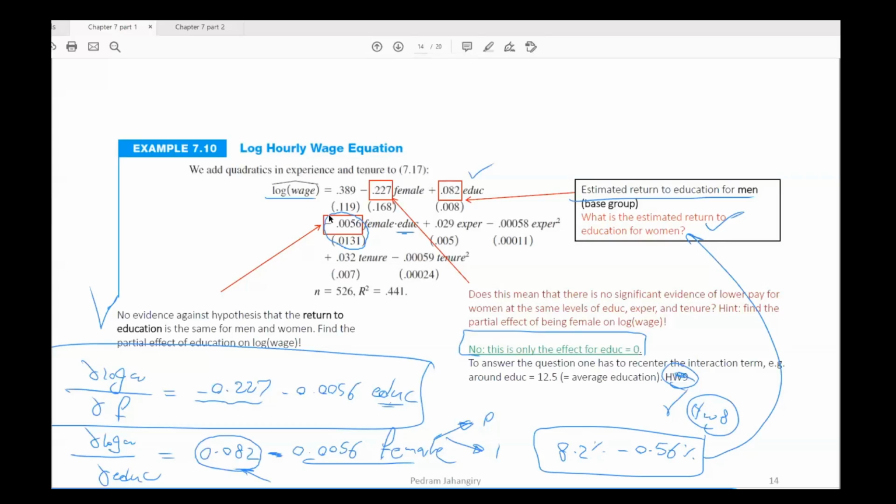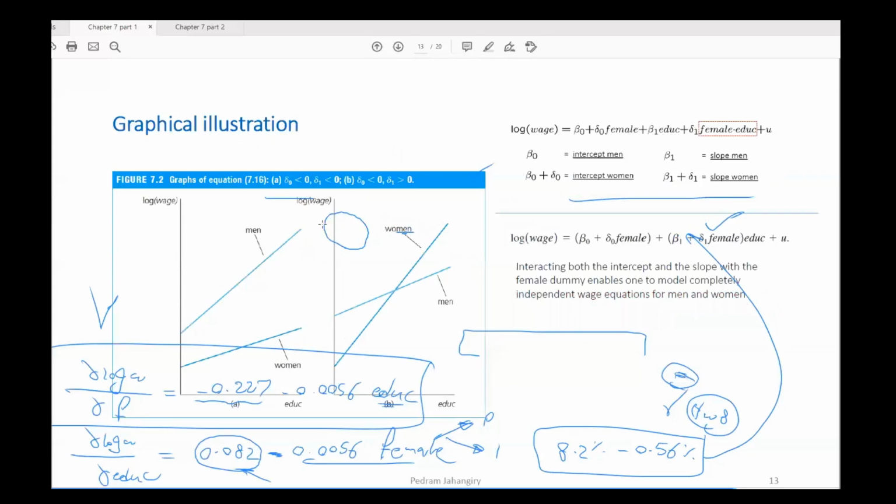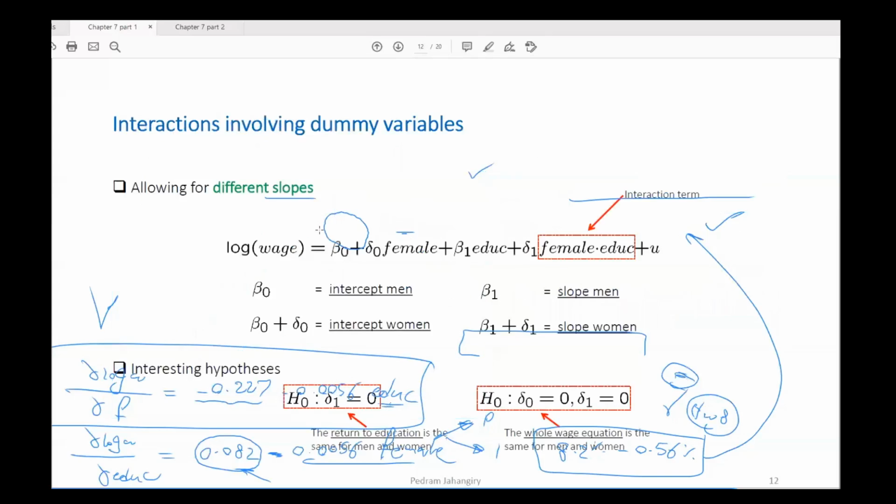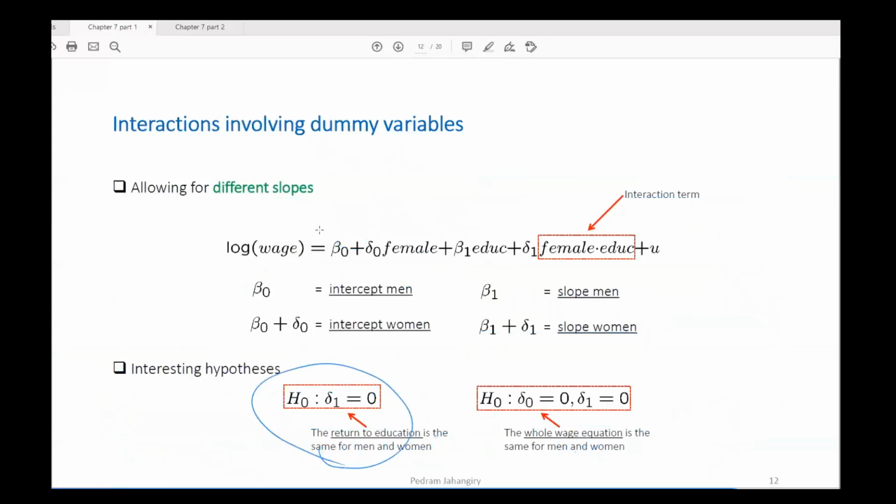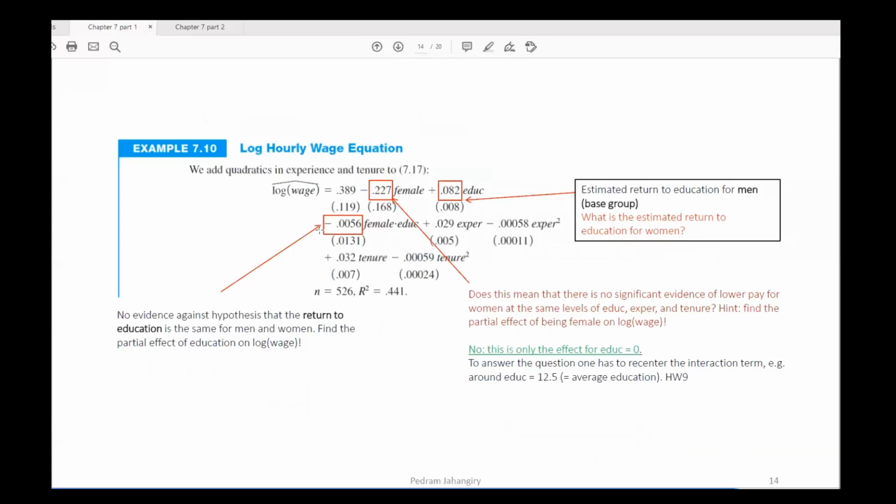So this is equivalent to asking a question like this: delta 1 is equal to 0. Look at that. Delta 1 is the coefficient of the female interaction with education. This is my delta 1. Delta 1 is not significant. So it seems that the partial effect of education on wage is independent of gender, or at least we fail to reject that it is irrelevant.